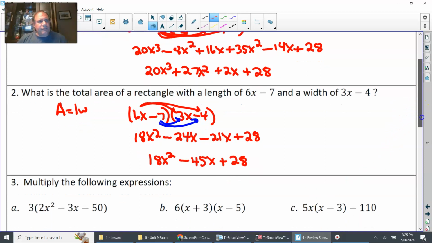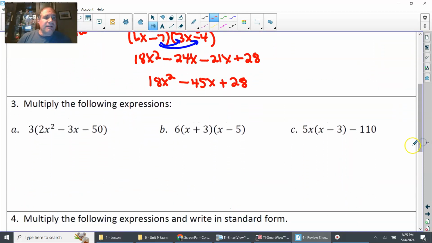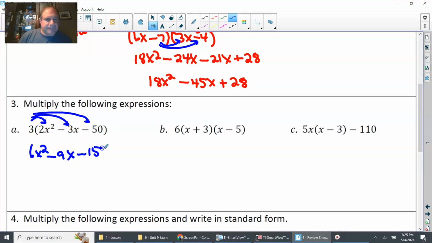So all you have to do for the next one, number 3, is multiply the following expressions. This is a little bit easier here. All right, so this one is, again, distributive property, and you have 6x squared minus 9x, and then minus 150. And then you're done. Anytime that you have, you could do pretty much anything that you want here. You could multiply the 2 binomials first, or you could just multiply the 6.